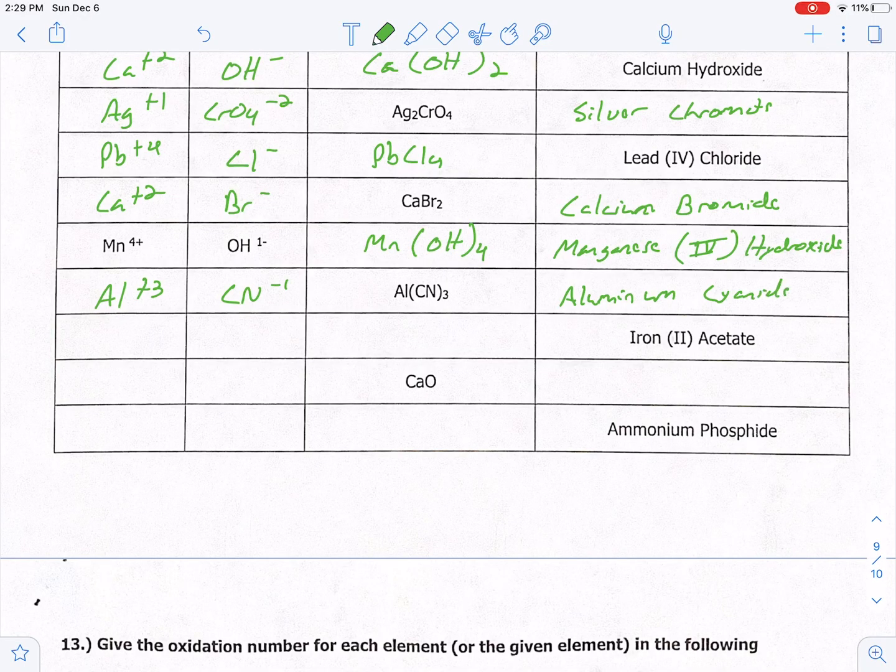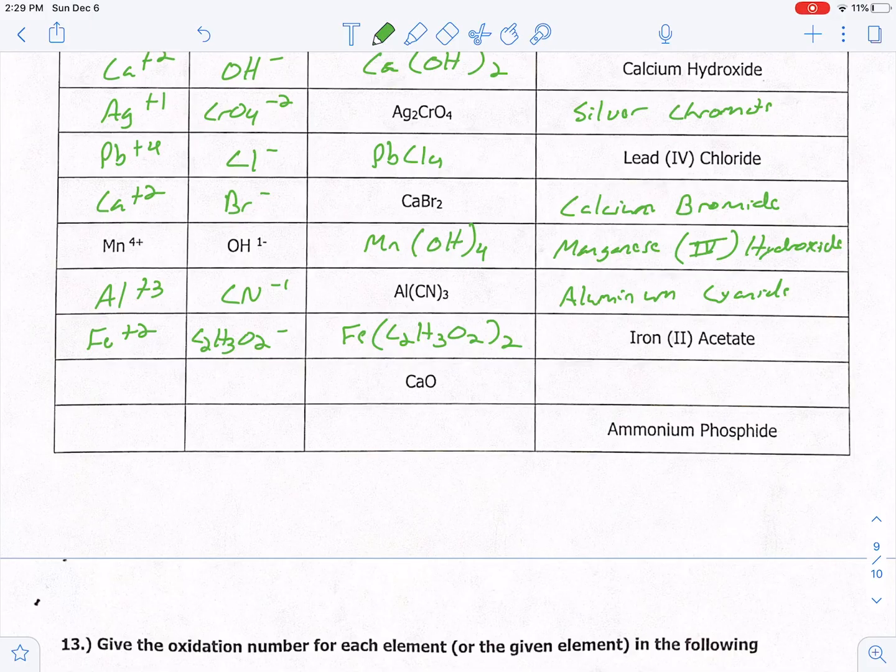Okay, iron 2 acetate, so acetate's on your list, so that's C2H3O2 with a -1. And iron 2, so that's Fe with a +2 charge. Okay, so it's not balanced. I'm going to do my crisscross, so that means I only need 1 iron. But I'm going to need 2 of these acetates to be balanced out.